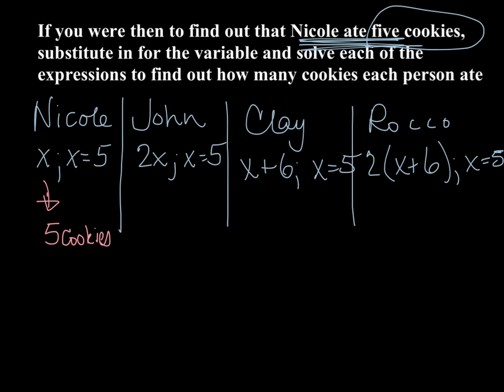Next, we're substituting in. We remember that 2x means 2 times x, or 2 times 5 in this case. 2 times 5 is 10 cookies. Notice I'm showing my substitutions, showing my work, all of it, all the time. Clay is x plus 6. I substitute in for the variable x. I have 5, so 5 plus 6. I know that 5 plus 6 is 11 cookies.